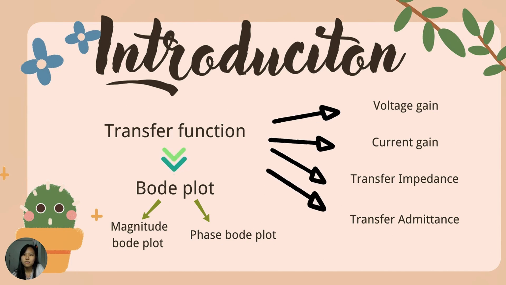The current gain and the voltage gain are dimensionless quantities and thus have no units because they represent the ratio of two quantities that have the same unit.